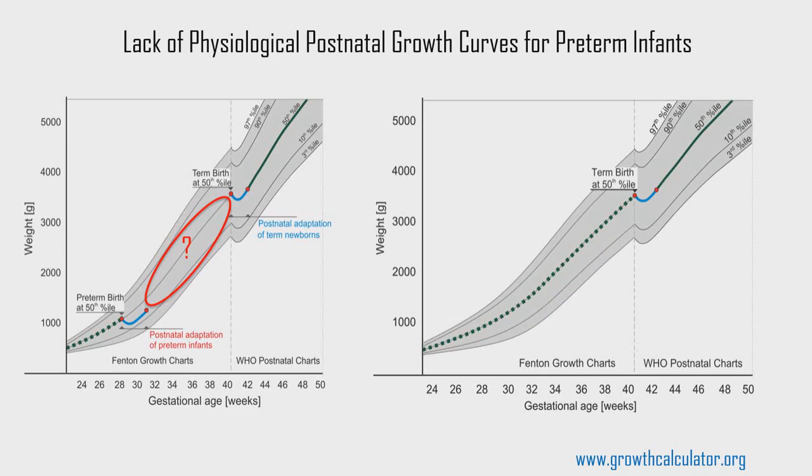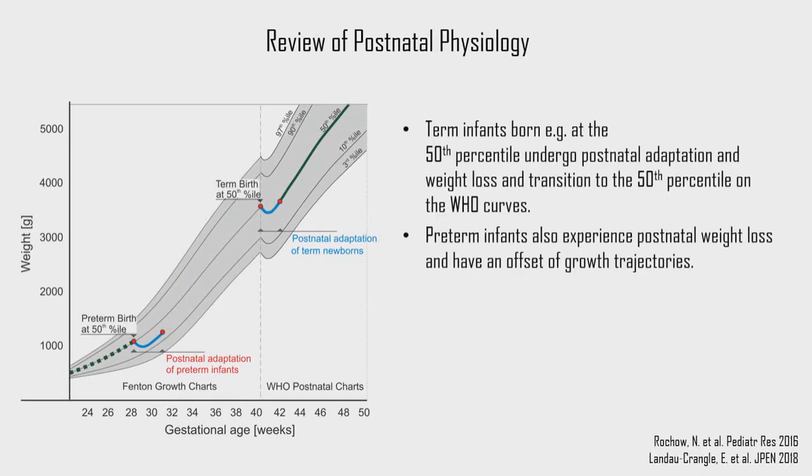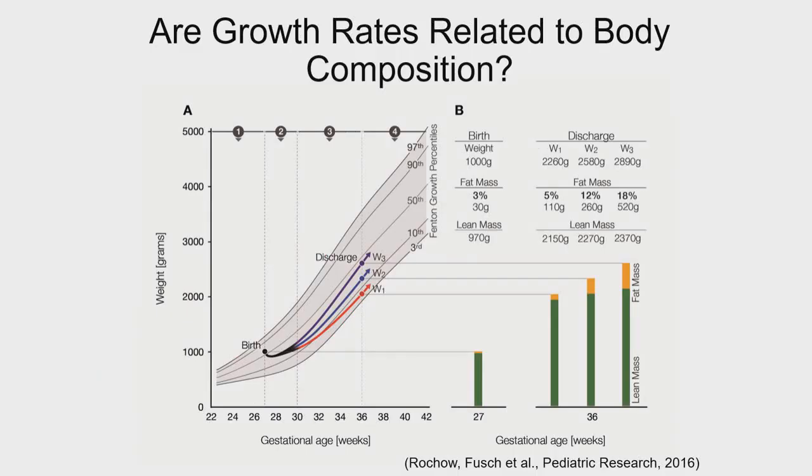If we look into term infants, and here shown as a 50th percentile, then we see how this term infant grows in utero, and then the term infant is born, has a postnatal weight loss, and then follows the WHO curves here, for example, also along the 50th percentile. Preterm infants have also postnatal weight loss, shown here. But then it remains unclear how the preterm infant should grow.